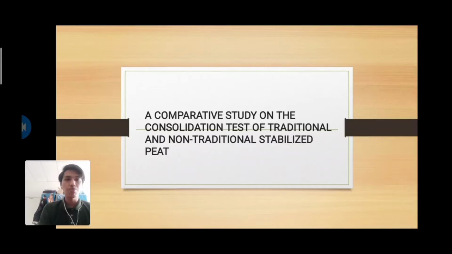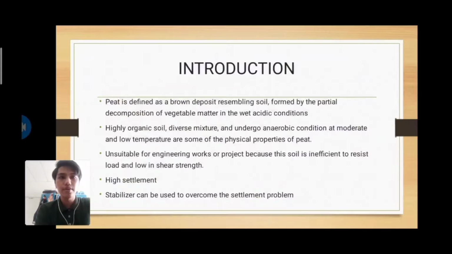The title of our project is a comparative study on the consolidation test of traditional and non-traditional stabilized peat. For the introduction, peat is defined as a brown deposit resembling soil formed by the partial decomposition of vegetable matter in wet, acidic conditions. Peat is a highly organic soil, a diverse mixture, and undergoes anaerobic conditions at moderate and low temperature. These are some of the physical properties of peat.